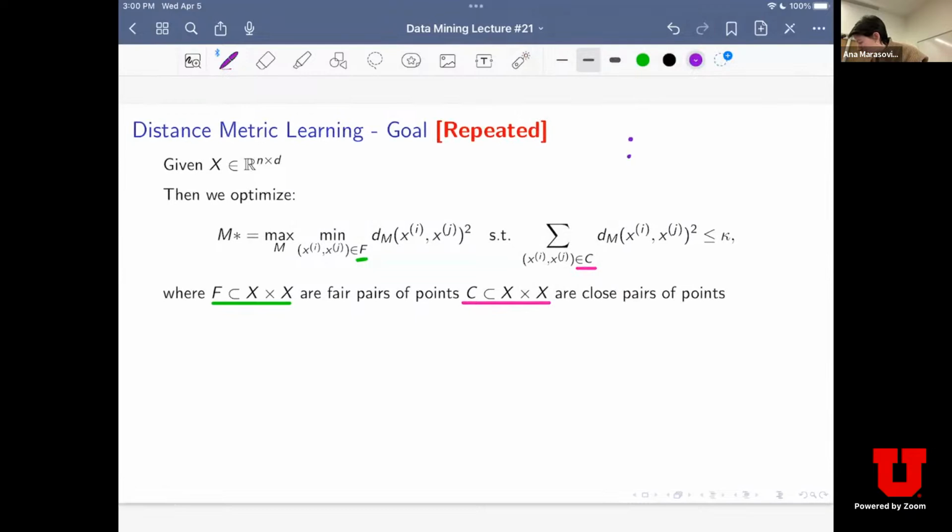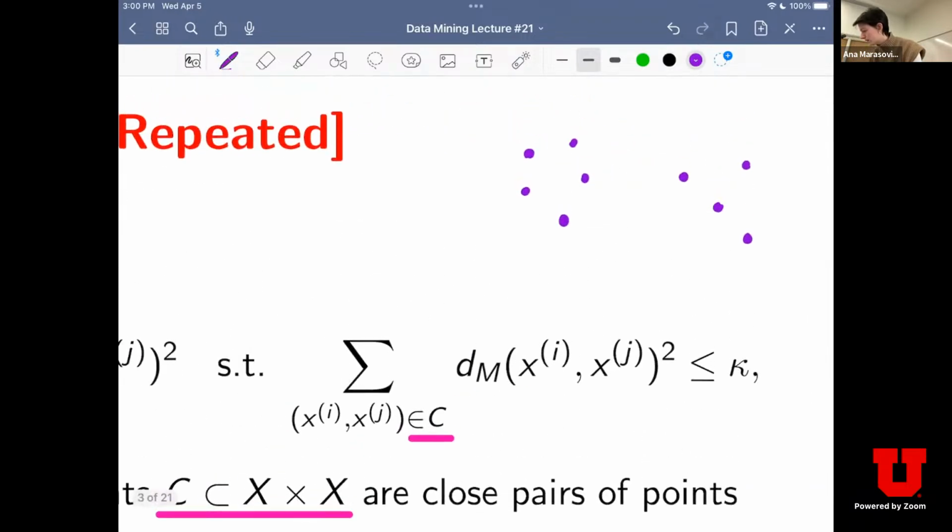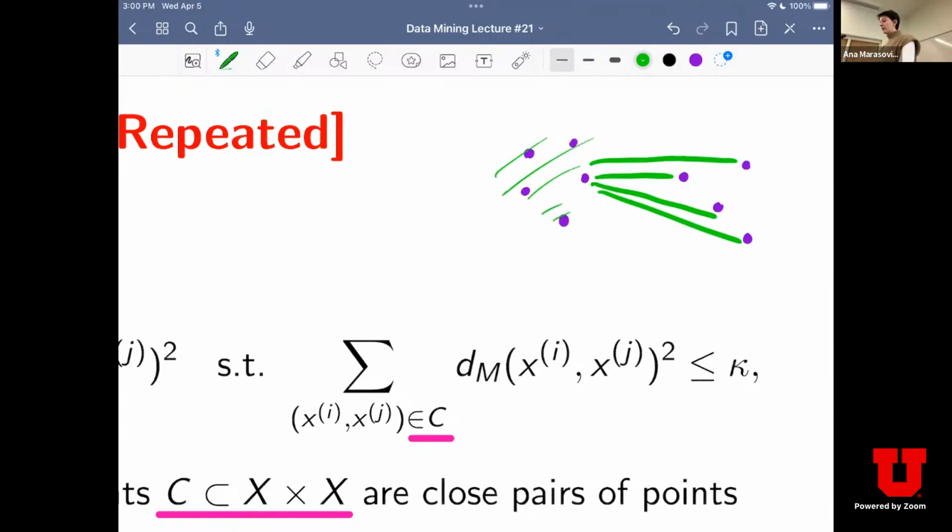Okay, here we have some data. So these points here are all far points. This point is far away from this point, this point, this point, and all these other ones are also far away from the points on the right. So all these points here are far away from these points here.